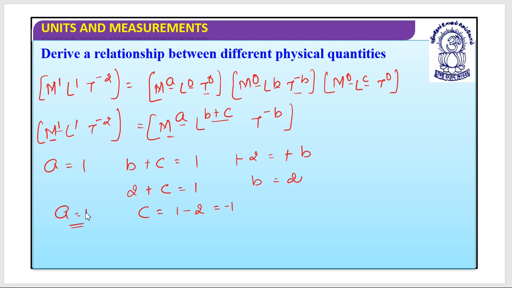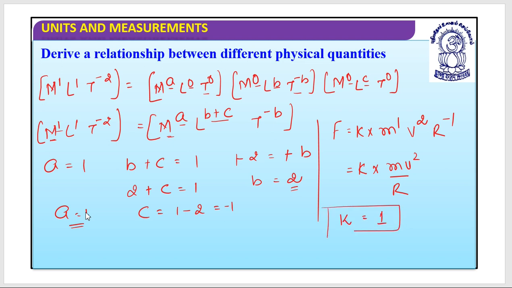So what I can write is F is equal to k multiplied by m to the power a, having a value 1, v to the power b, and the value of b is 2, and r to the power c, having a value minus 1. So I can write it as k multiplied by mv square divided by r. Experimentally I can find that k is equal to 1. So the correct relation is F is equal to mv square by r.